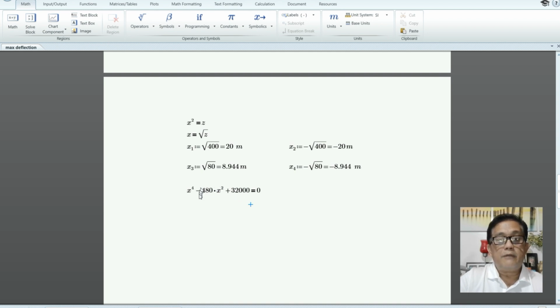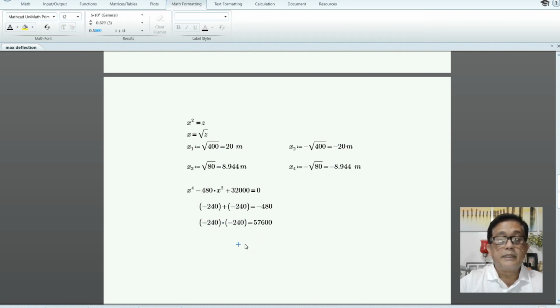Instead, let's do the coefficient of x squared, the middle term. We know that the middle term is the sum of the factors of the constant term. Let's say I'm going to divide this by 2. That's negative 240 plus negative 240. I should have negative 480. So that satisfies our middle term. But if I'm going to multiply this, I'll change the operation to multiplication. I'll get 57,600, not 32,000. Okay, so obviously this is not the correct factor.